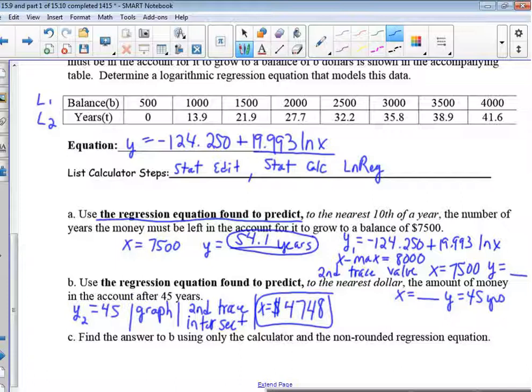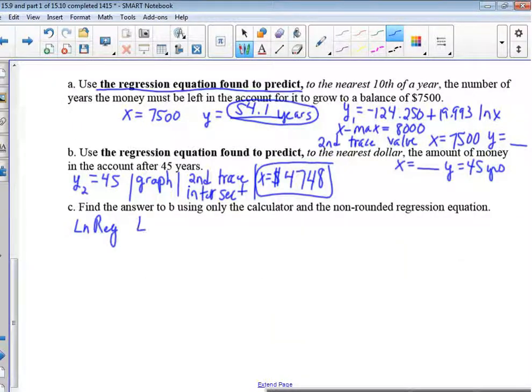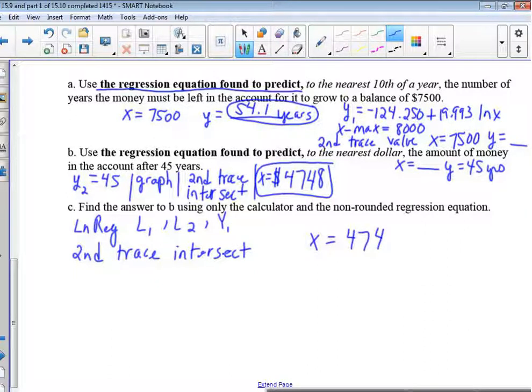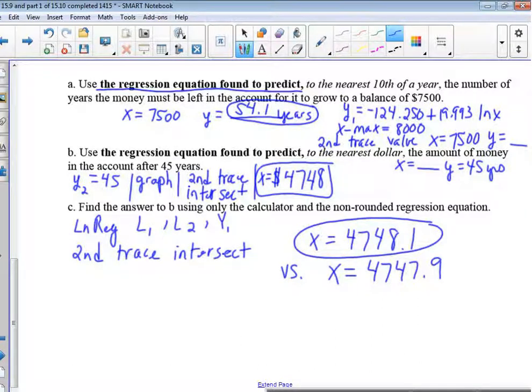So in this case, we went back in and we did ln reg, and we did L1, comma, L2, comma, Y1. And I did, again, I just did second trace intersect, because the 45 is already in there, and we got x was 4748.1 versus the one up above was 4747.9. So there was a little bit of a difference. All right, next one.